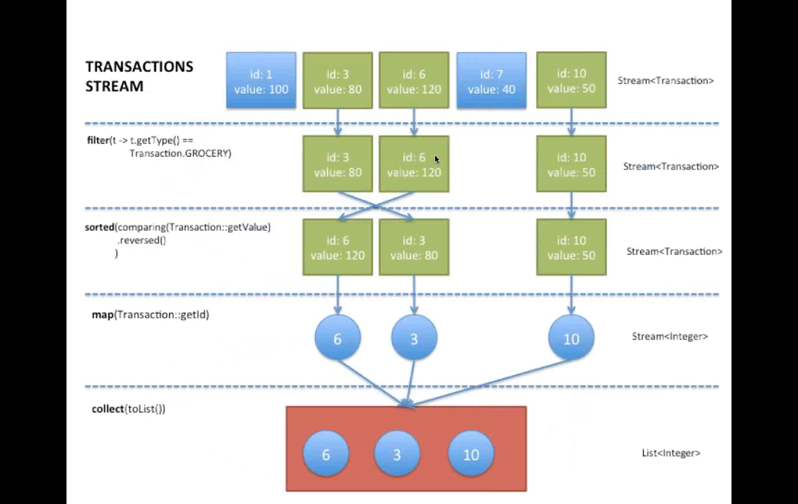This is one way to visualize stream processing. Given a source of transactions with different IDs and different values, first we'd like to filter these transactions based on the type, saying, well, I'd like to filter the transactions that are grocery transactions. Next, we'd like to sort them. Finally, we'd like to extract the IDs from this result. This is why the results are circles, because it's another type, right? First, we're dealing with transactions. After the map operation, we're now dealing with integers. And finally, we're collecting all of those generated elements inside a list of integers.